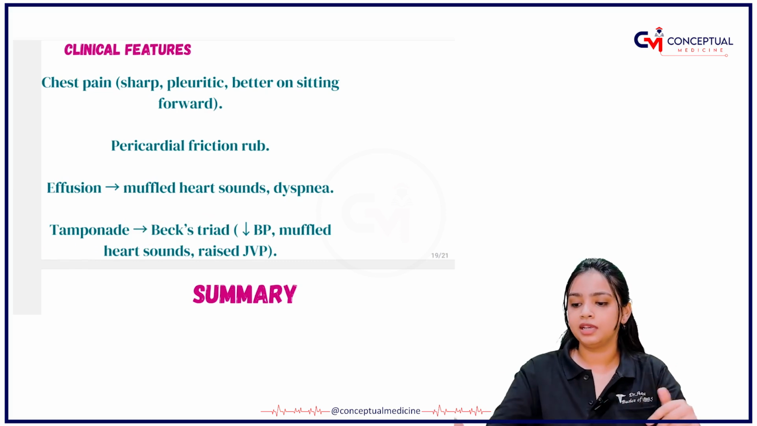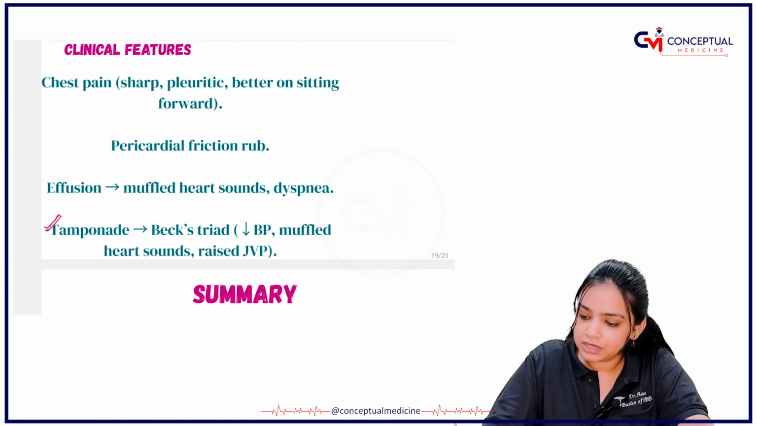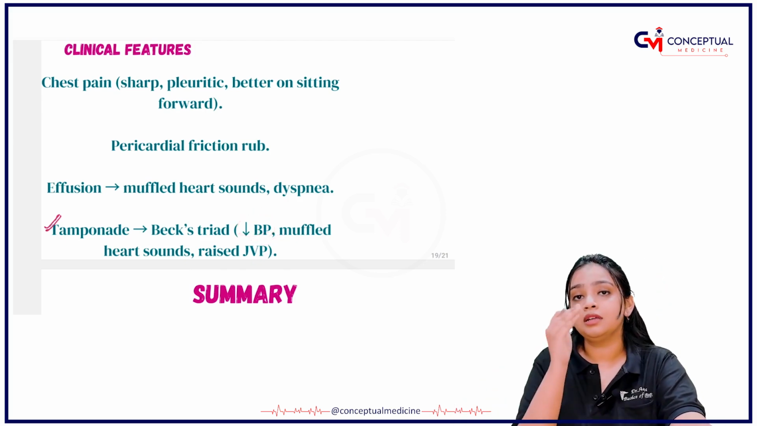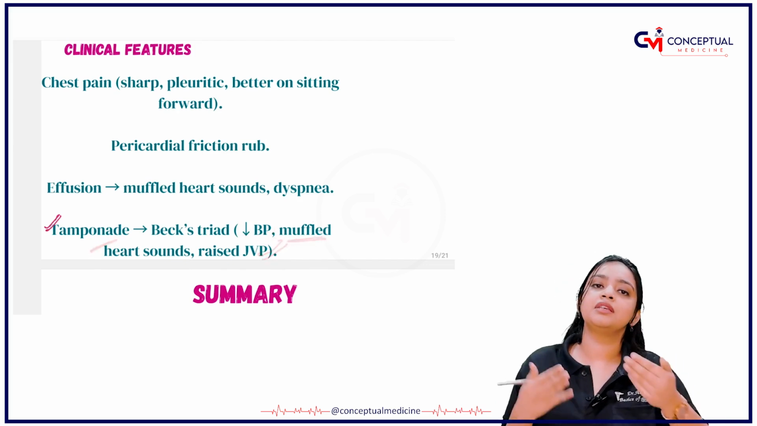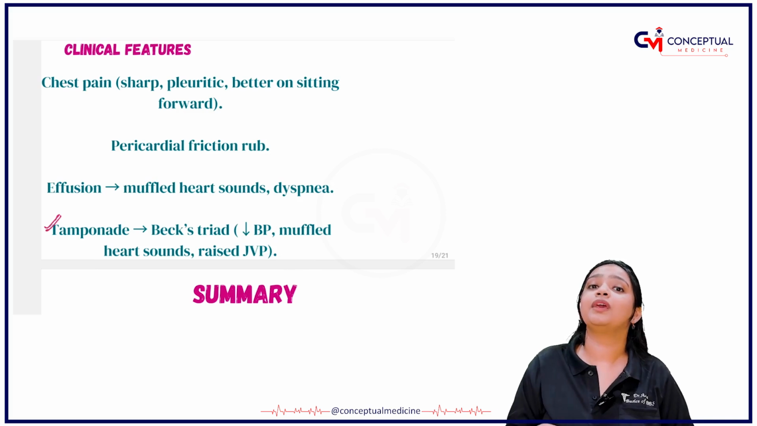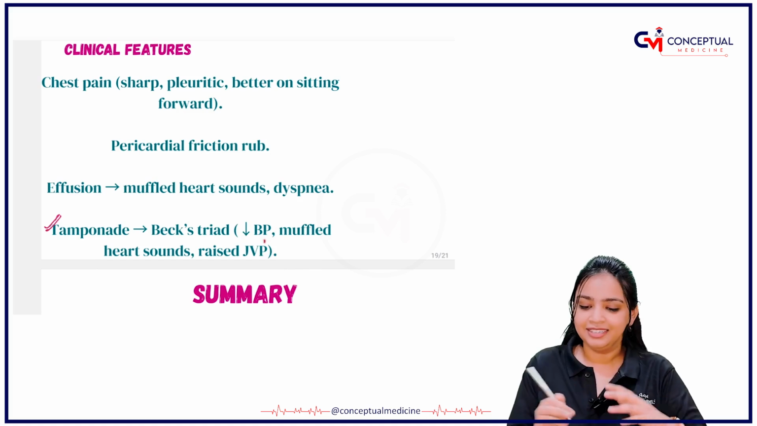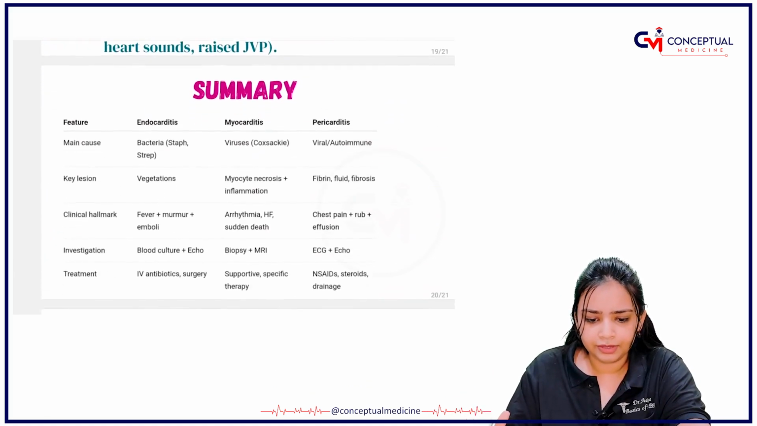What is Beck triad? See, it is also important. It can be asked as an MCQ. Beck triad is nothing but decreased BP, that is hypotension, muffled heart sound, and raised JVP. Now you have also got a new topic to read, that is the JVP. And JVP has how many waves? Tell me, right? If you don't know, just read the JVP portion. So I guess we are done with this, right?